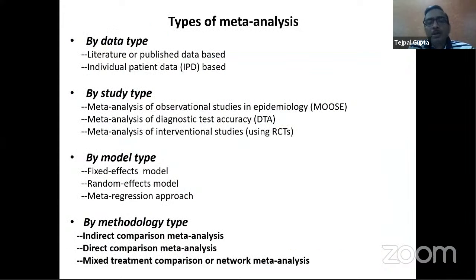So how do we classify or divide meta-analyses? You could define them by data type: literature or published data-based, and second, individual patient data-based. You could also define them by study type: meta-analysis of observational studies in epidemiology, meta-analysis of diagnostic test accuracy, meta-analysis of intervention studies. Also by the model type, whether you use a fixed effect model, a random effect model, or a meta-regression approach. And finally, by the methodology that you use, which is the indirect comparison meta-analysis, the direct comparison meta-analysis, or the mixed treatment comparison or network meta-analysis, which has become increasingly popular in the last 5-10 years.